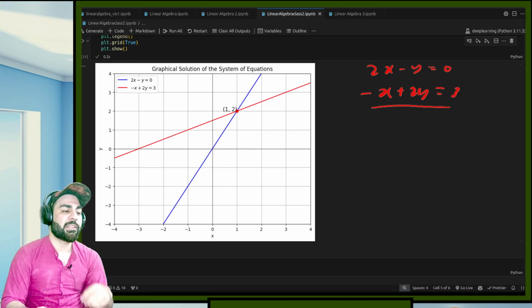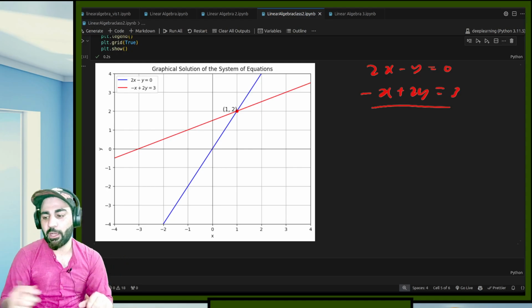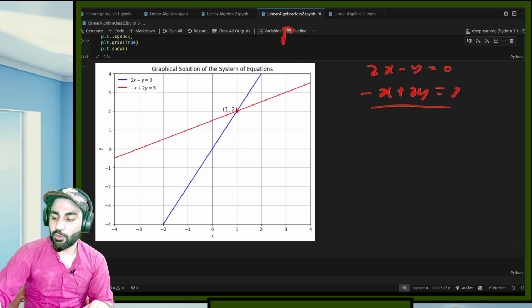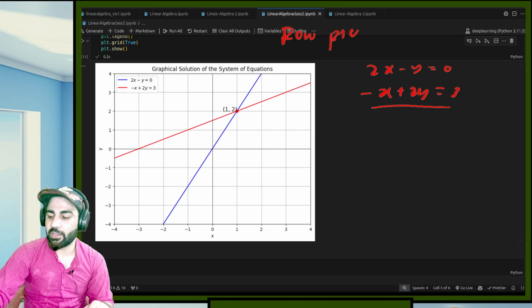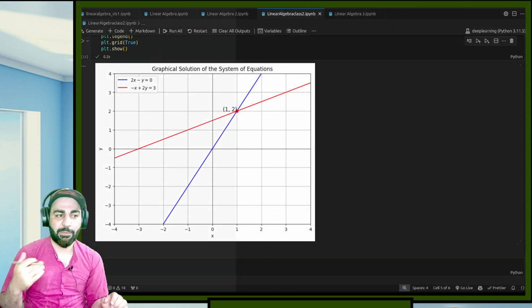We can do the same with 3D. If you have a 3D equation, you can do the same, and this is why I call it the row picture. Why? Because we are taking one row at a time. We take this row and plot it, then we take the second row and plot it. Same thing, let's suppose we have some three-dimensional equations, I'll write those down.